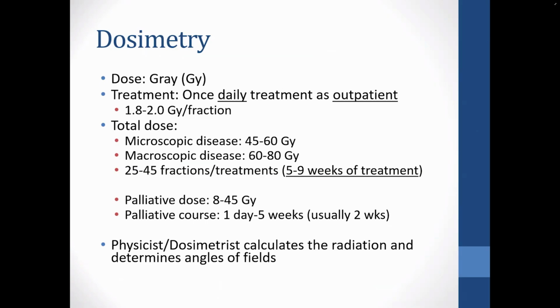In the palliative setting, the doses range from 8 to about 45 Gray. This can be done over a span of 1 day to over 5 weeks. Typically, however, palliative radiation occurs over 2 weeks, but there are certainly different options depending on the setting. We work closely with physicists and dosimetrists to calculate the radiation and determine the angles of the fields.